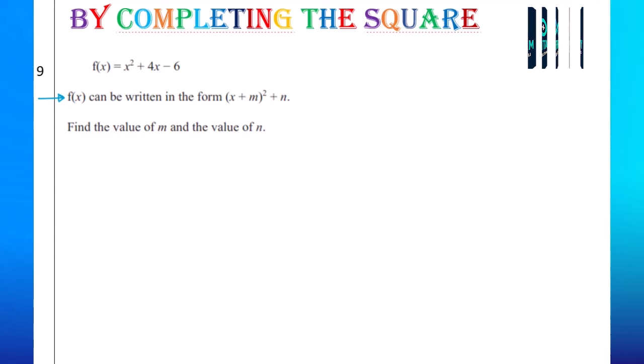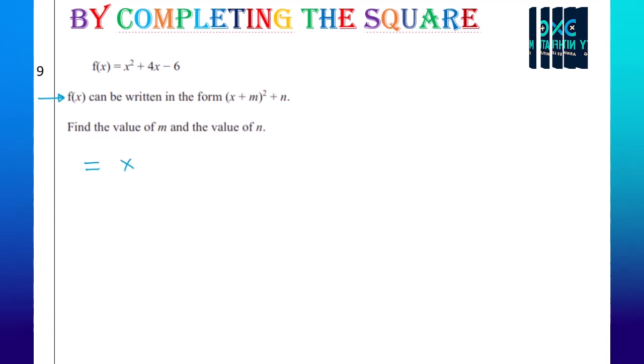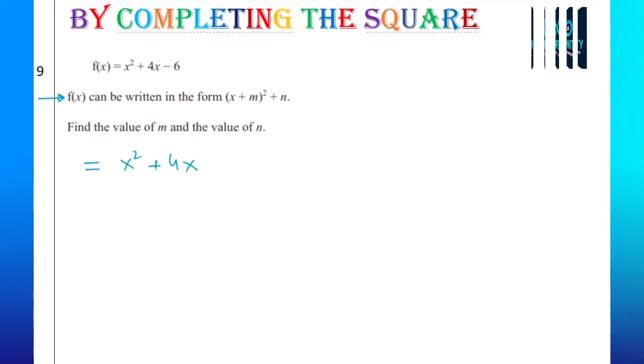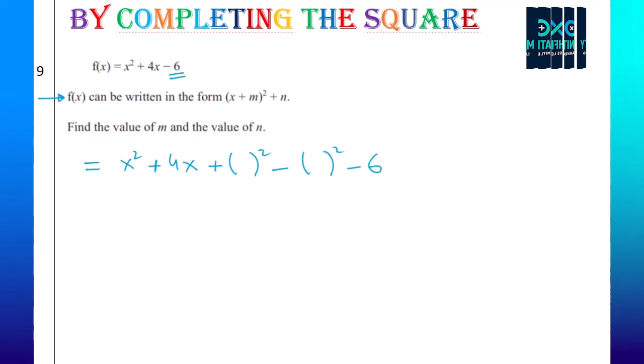The first step, you have to write the x values as they are, x squared and 4x. Okay. And then positive bracket squared minus bracket squared, and this constant number you have to write at the last. Why positive bracket and negative bracket? Because this is the rule for mathematics. If you add something, you have to subtract the same thing, so the equation will be balanced. To keep the equation balanced, whatever you are going to add, you have to subtract.